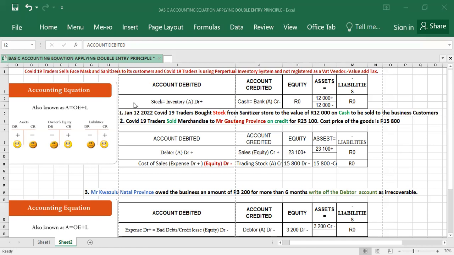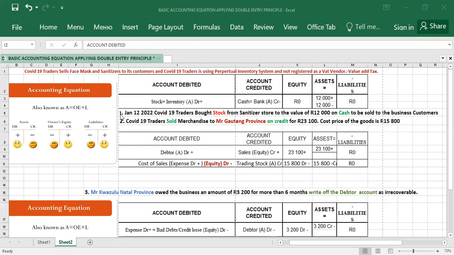Now, as I have explained the double entry principle, let us go and read the first question without wasting any time. And then after reading the question, we will choose two accounts that are being affected by the question that we are about to read, and then go into our accounting equation and record the accounts.